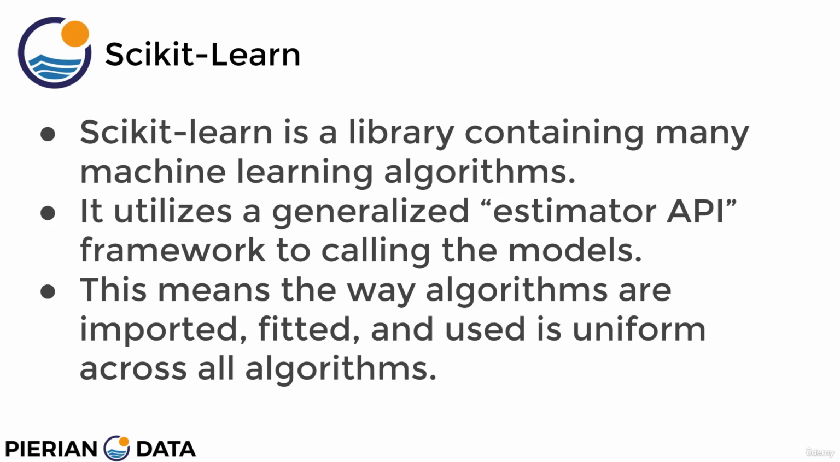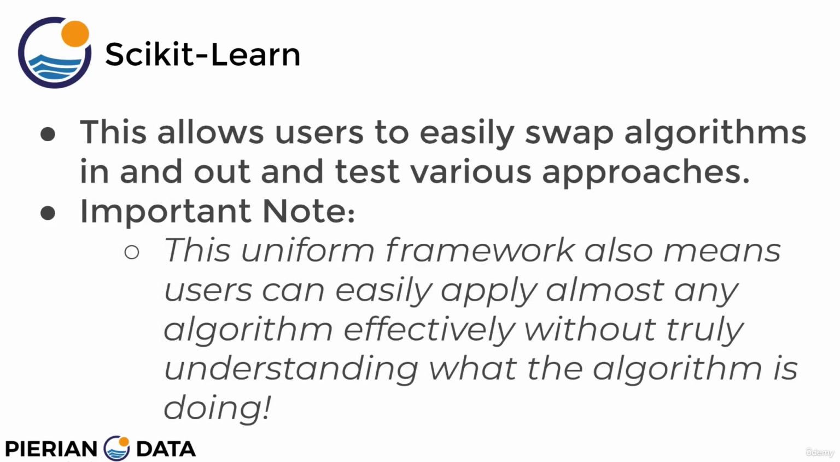Internally, scikit-learn refers to all the machine learning algorithms as estimators, because at the end of the day, all a machine learning algorithm does is estimate some output. Now, this means the way the algorithms are imported, fitted, and used is uniform across all algorithms. So whether you're running a linear regression or something more complex like a random forest algorithm, the way you actually import them and use them is going to be extremely similar, regardless of what algorithm you're using. What's nice about this approach is it allows users to easily swap algorithms in and out and quickly test various approaches and various algorithms and models.